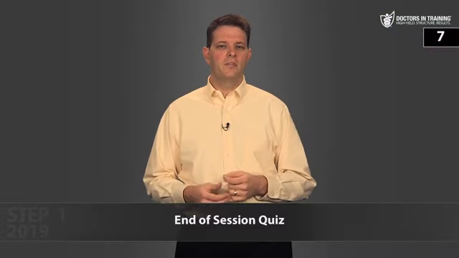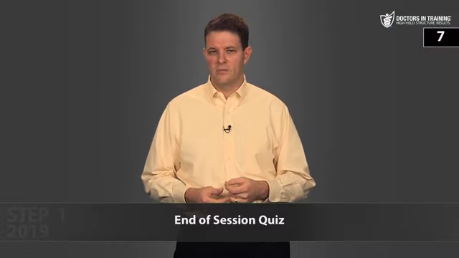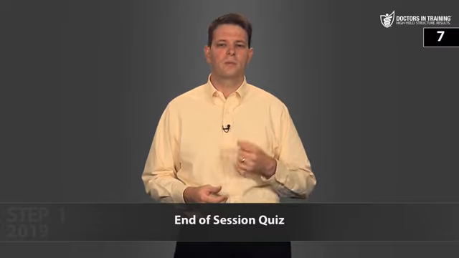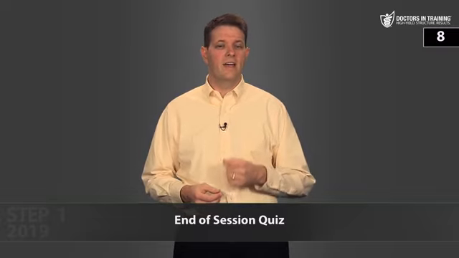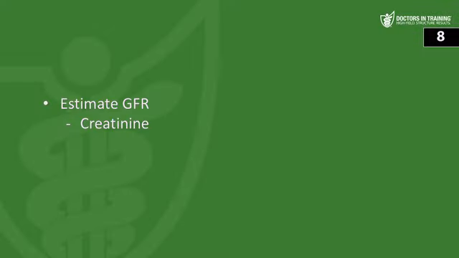Next, what vitamin deficiency results from Hartnup disease? Hartnup disease is a deficiency of tryptophan, which leads to niacin deficiency. And don't forget that niacin is also called vitamin B3, and deficiency of niacin is called pellagra. Next, what substances can be used to estimate GFR? Creatinine and also inulin, but creatinine is the one that we use most often clinically. And what about estimating renal plasma flow? Well, you can use PAH, which is para-aminohippuric acid.